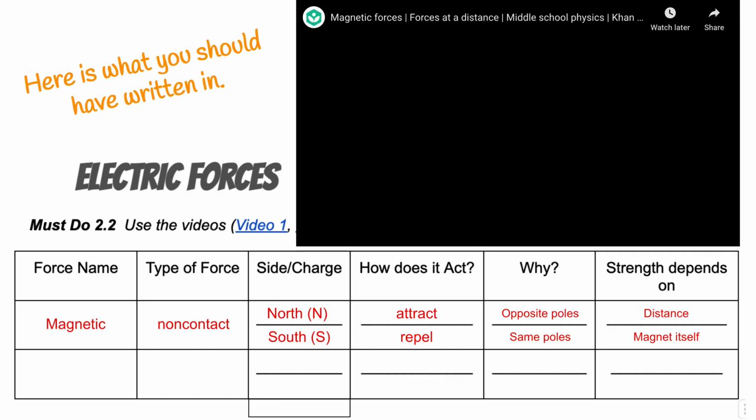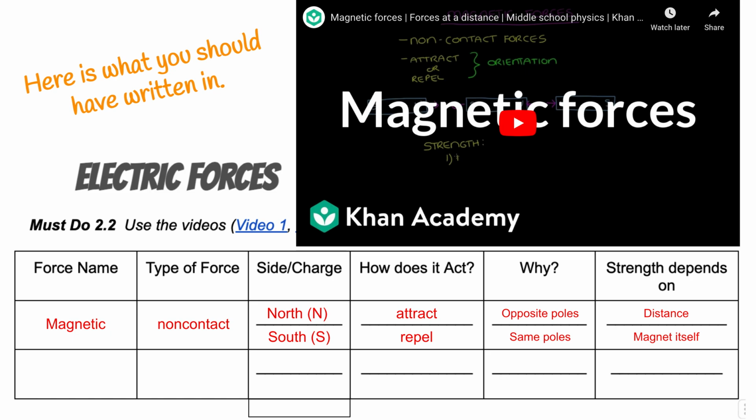All right, let's see if you got these right. So here is what you should have written in for magnetic forces. So the force name is magnetic. The type of force is non-contact, meaning it doesn't have to touch to move, to pull or push.